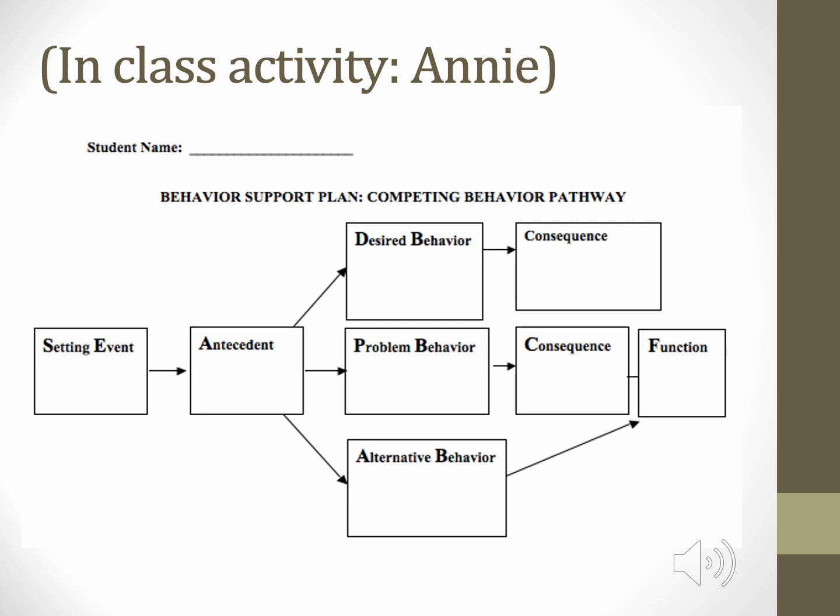And also, you can identify the desired behavior and consequence, and also alternate behavior that has the same function as problem behavior. So you're going to practice identifying this desired behavior and alternate behavior as well. So you're going to finish this and upload to Blackboard. That will be your reading guide for this week.